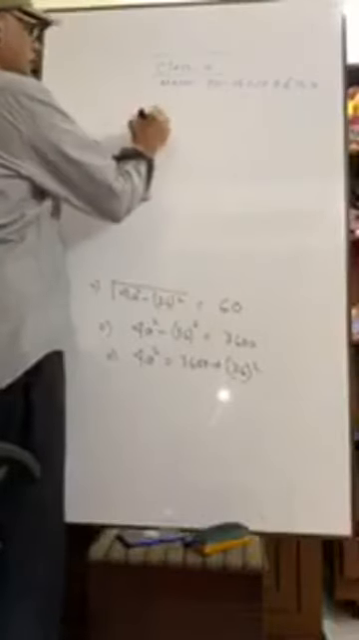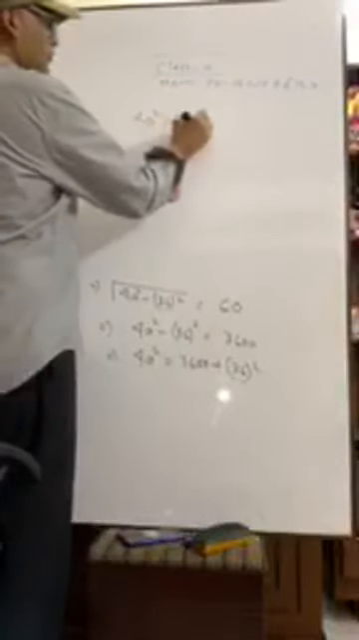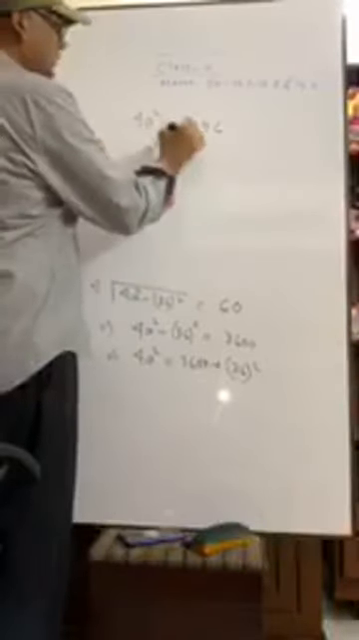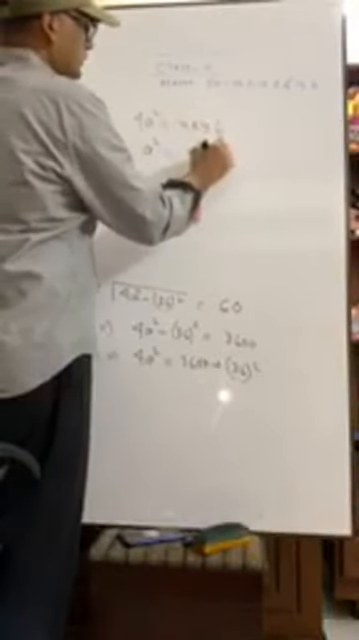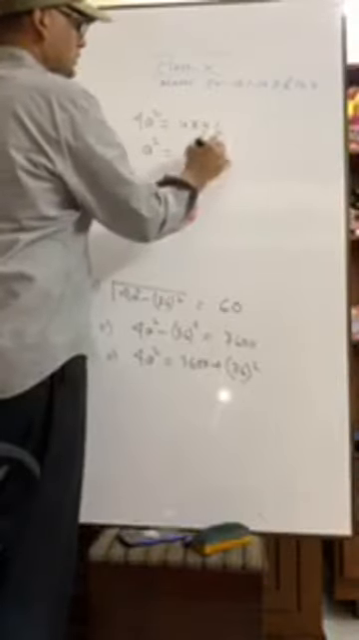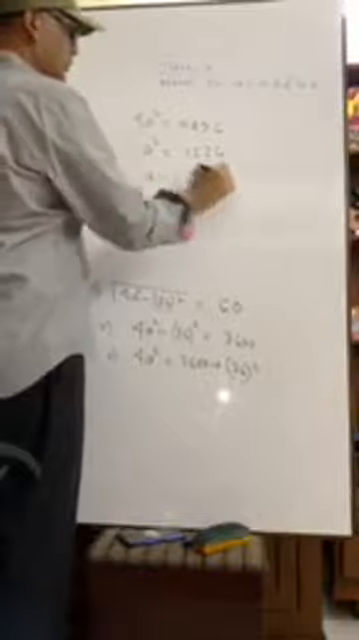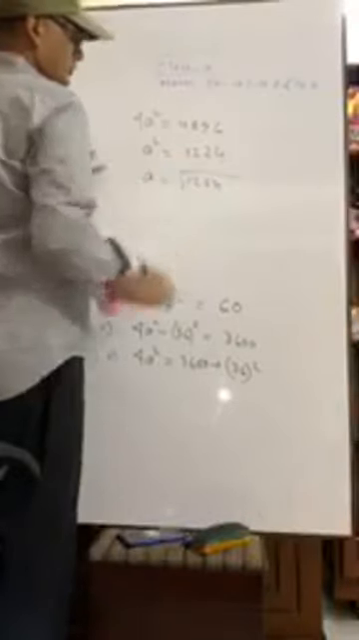Or 4a square equals to 4896. A square equal to what? 1224. That is, a equals root over 1224.